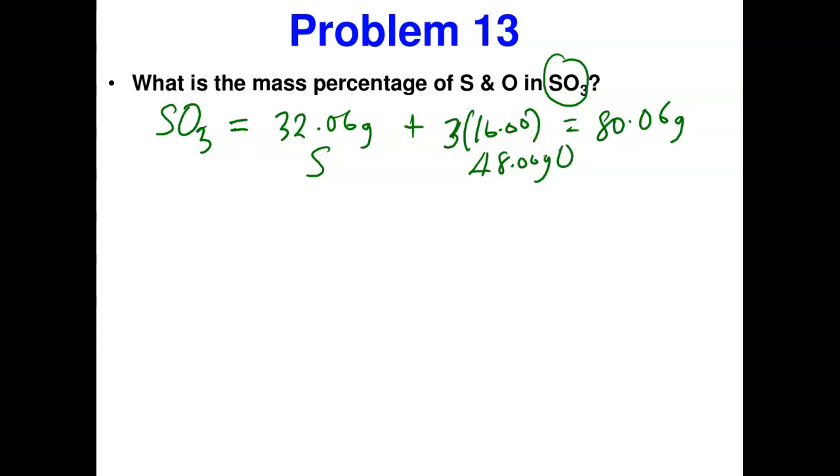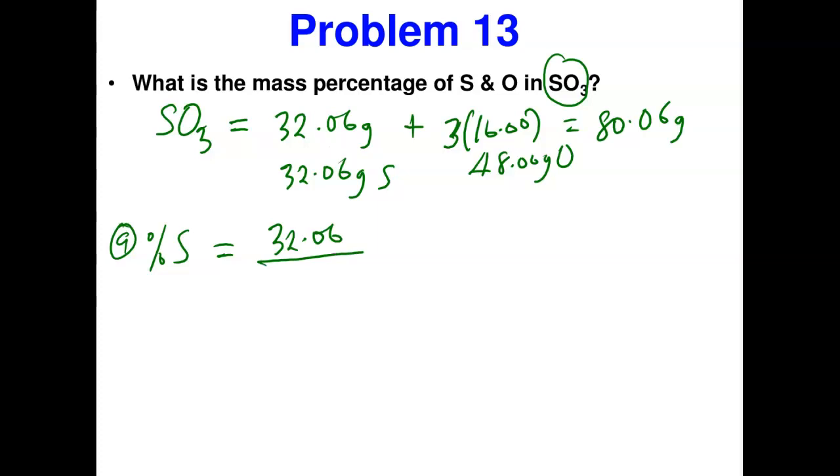For sulfur, what do we have? So I'm still going to have 32.06 grams of sulfur. Now, let me calculate the percentage of sulfur. The mass of sulfur I have here is 32.06. If I divide it by the molar mass, which is 80.06, the grams cancel out, times 100/1. If you multiply this well, you're going to get 40.04% of sulfur.